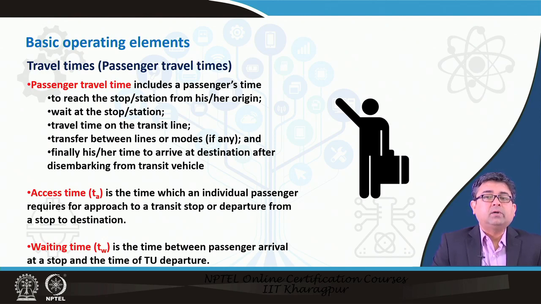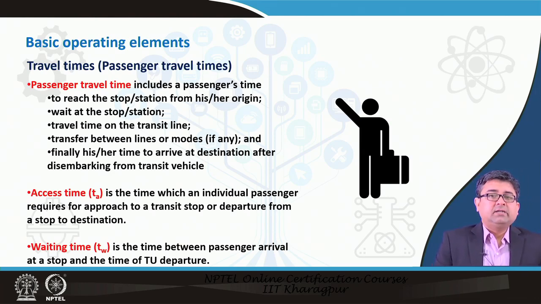That also has to be added or taken into account when we are calculating passenger travel times. And the last element is, once you get off the transit line, you have to go to your final destination. You have to access your final destination. That may be very close to the stop, or a little farther away, but it may take some time, so that time also has to be included. So, you see, when we talk about passenger travel time, it is not only the travel time on the transit line, but there are other elements associated with it as well. Now let us break it down and look at each of those elements.